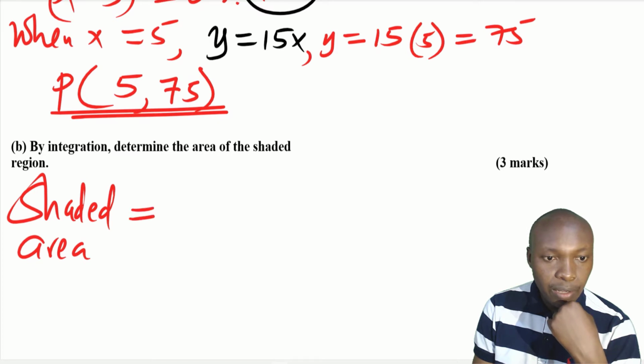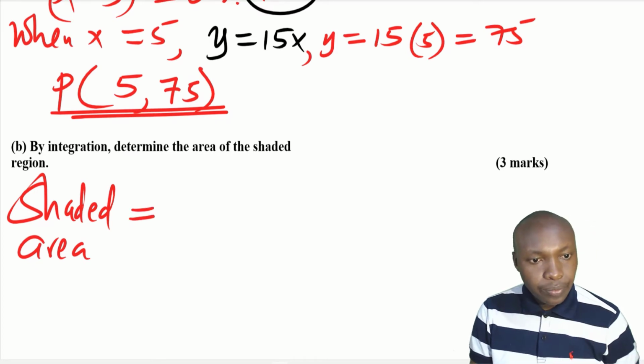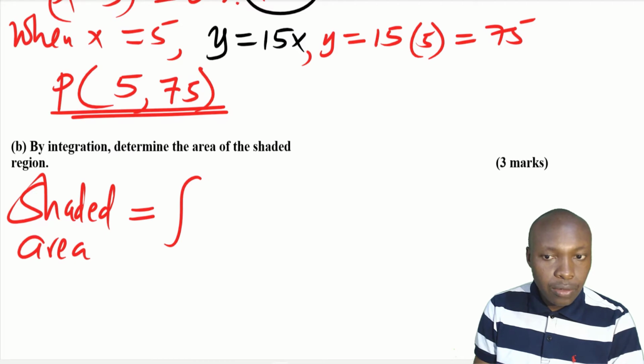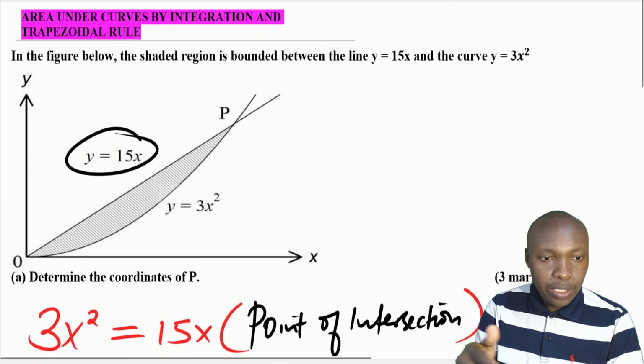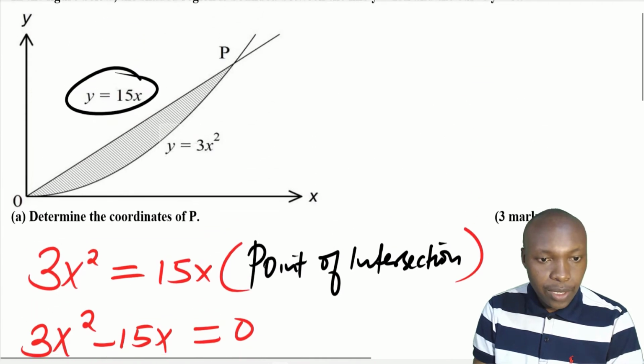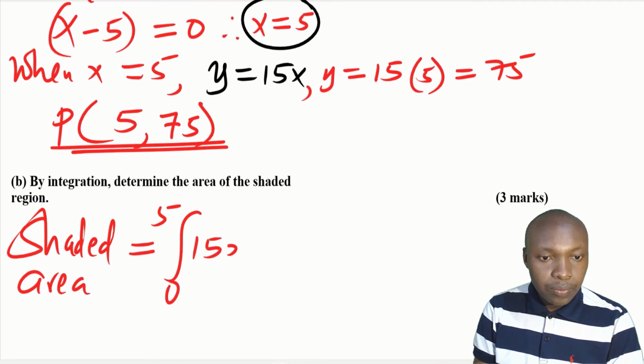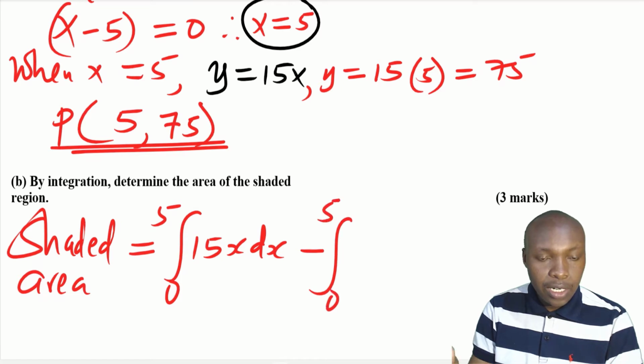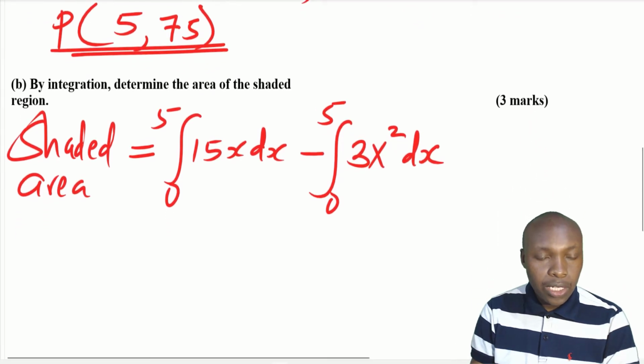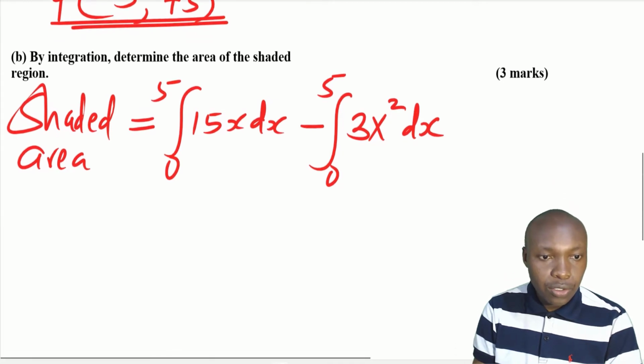So the shaded area is given by the integration from 0 to 5, because we have obtained the value of x as 5. So 0 to 5 of the function of the curve that is above, that is 15x. That will give the area under that curve. Then we subtract the integral, from x = 0, of the other curve. When you get that, that will give the area of the shaded region.